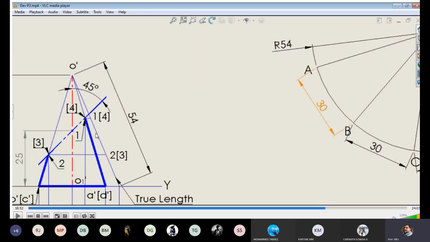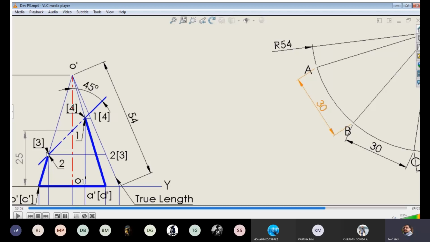That means this one. In order to take the corresponding points on the true length of the slant edge, first you have to draw a horizontal line from the cutting point. This is one cutting point. Draw a horizontal line and get the corresponding cutting points on the true length of the slant edge. This is also a slant edge, but the difference is, this is the true length of the slant edge, whereas this is the slant edge in front view, that means the slant edge having false length.